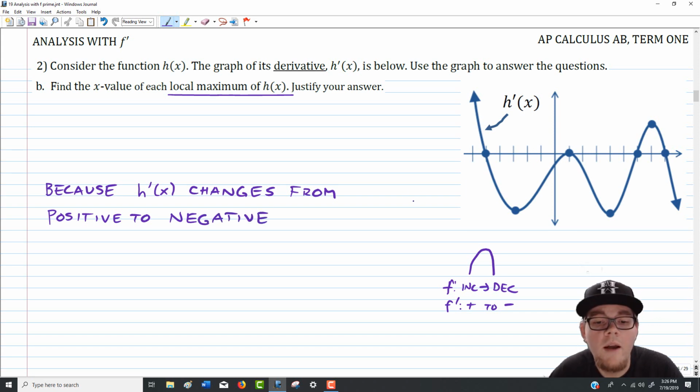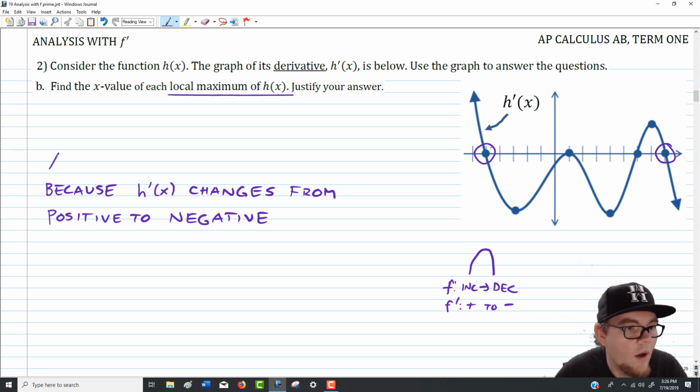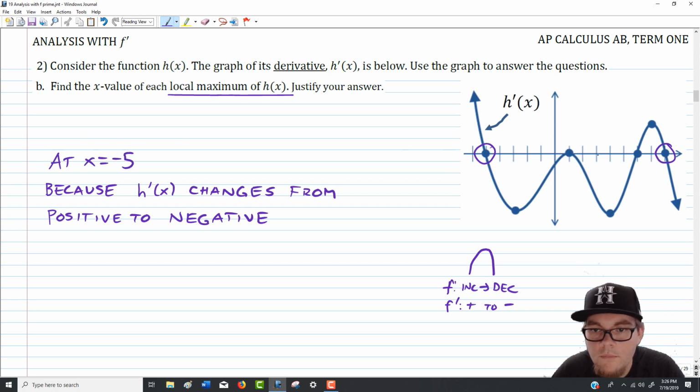So we're looking for where on our graph h prime is changing from positive to negative. There's 1, there's 2, and of course we have to count them. So we're going to have 1 at x equals -5. We're going to have 1 at x equals 8. So it turns out there are going to be 2 relative maximums, 2 places where f starts increasing and then decreases. We found the 2 locations. But again, using information about h prime.